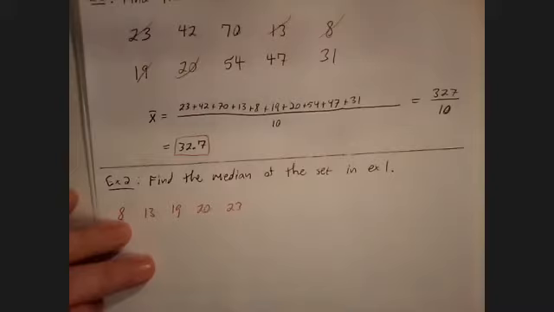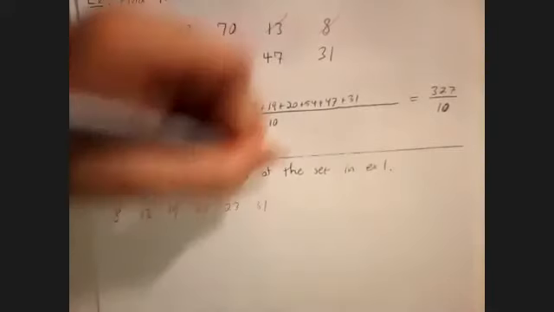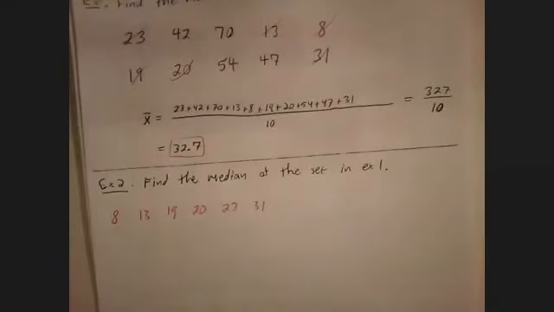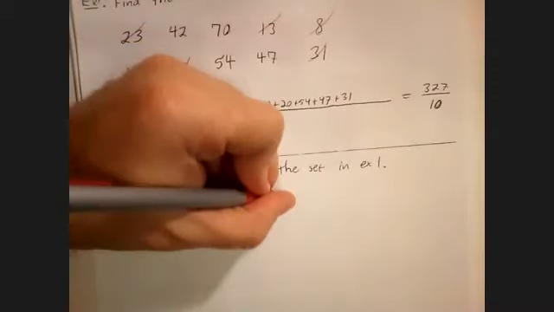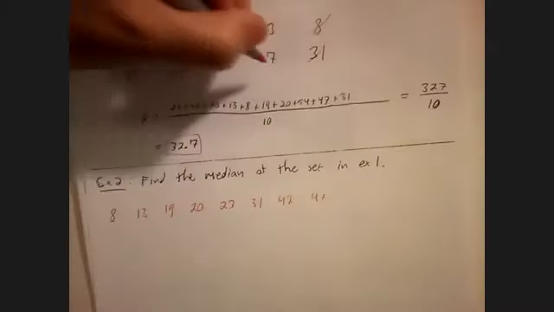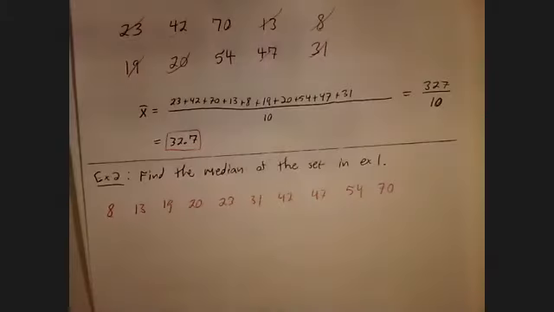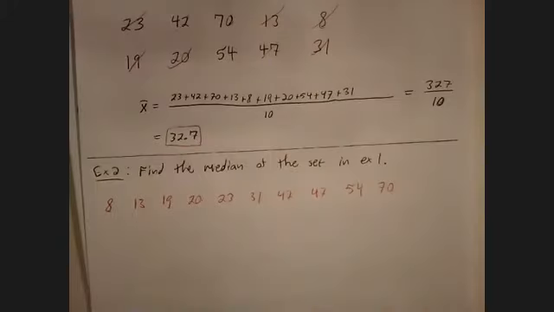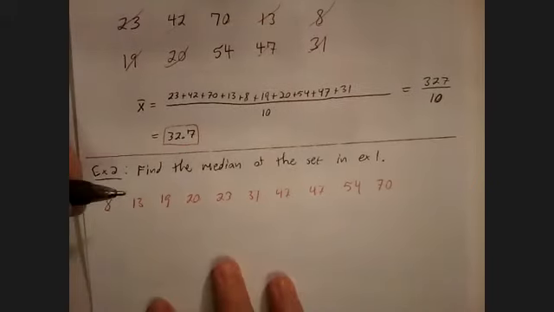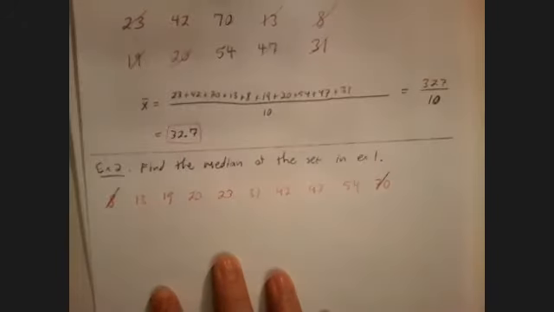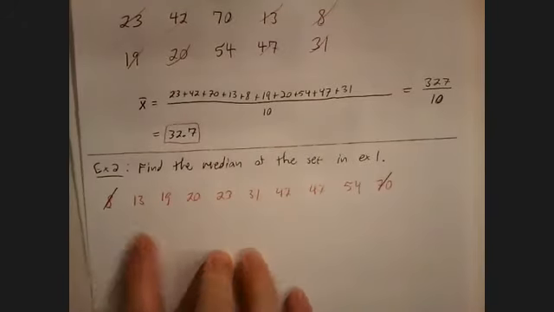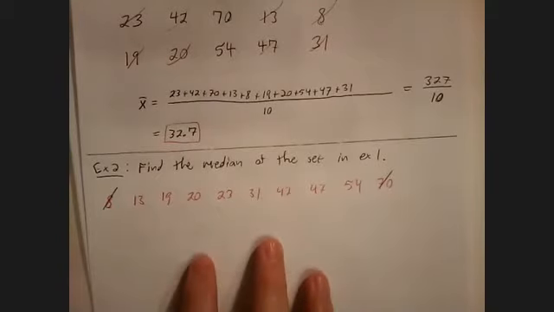We got 31. We got a couple 40s, 42, 47, and then 54 and 70. Okay, so I've ordered that, and now I can cross stuff out. Again, I'm going to cross out pairs. Every time I cross out one from the bottom, I have to cross out one at the top.